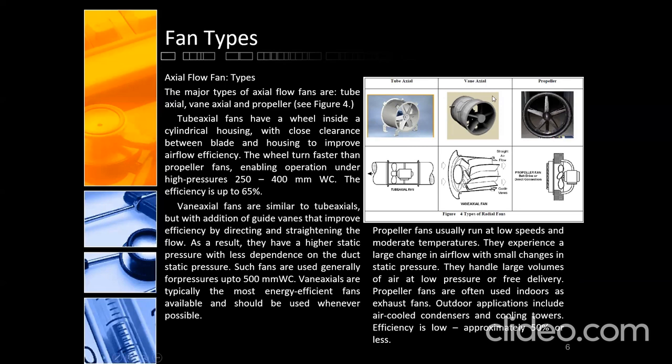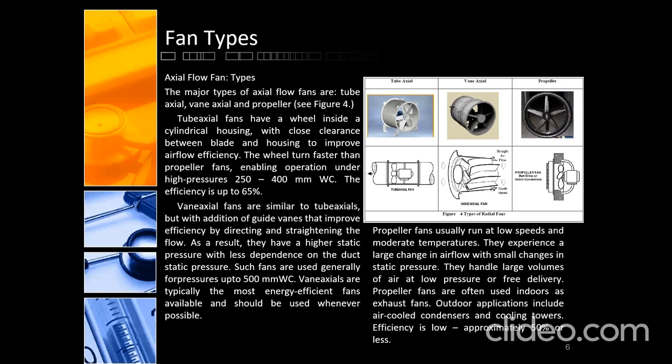Next one is vane axial fan, similar to tube axial, but with the addition of guide vanes that improve efficiency by directing and straightening the flow. As a result, they have a higher static pressure with less dependence on the duct static pressure. Such fans are used generally for pressures up to 500 mm water column. Vane axials are typically the most energy efficient fans available and should be used whenever possible.